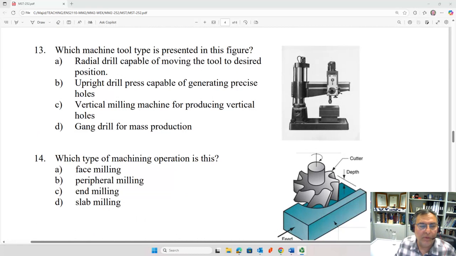Question 14, which type of machining operation is this? Well, obviously, this is a face milling operation when the axis of rotation of the cutting tool is perpendicular to the surface being machined. So A is the right choice to question 14.